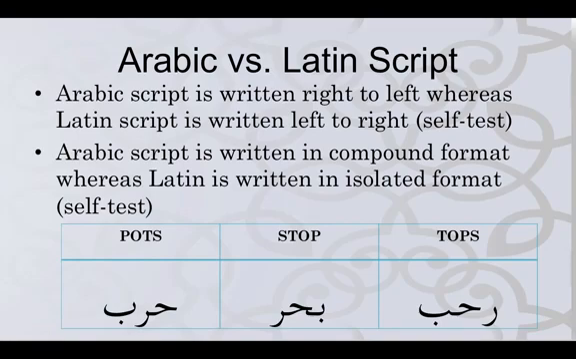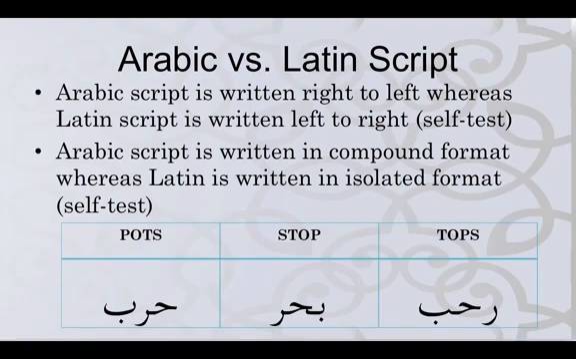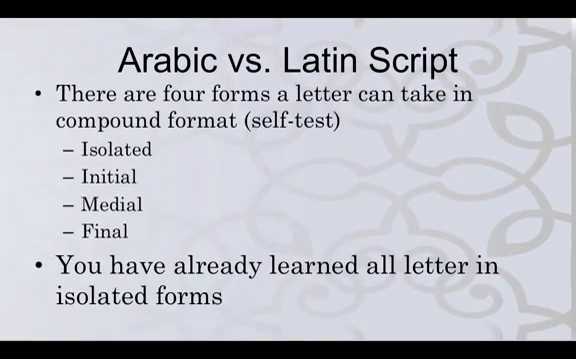But notice that this is a difference, that Arabic script is written in compound format, and this is what is meant by compound format, that letters can take 4 distinct forms. And those forms are as follows. In the compound format, they can be written in the isolated format, in the initial format, in the medial format, or in the final form, which means that a letter can be written 4 different ways.